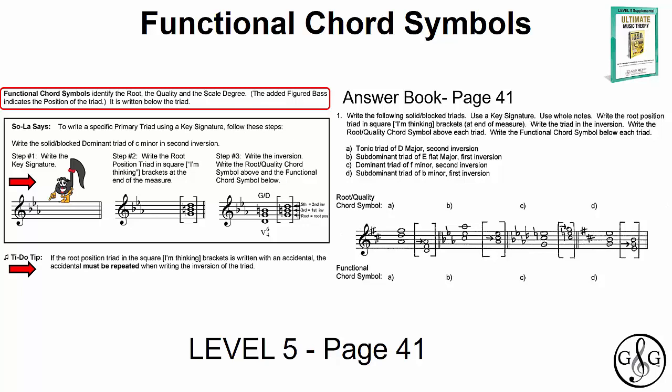First is the tonic triad of D major in second inversion, check. Next is the subdominant triad of E flat major, first inversion, check. Dominant triad of F minor, second inversion, check. And subdominant triad of B minor, first inversion, check. So now we've got 100% on this question. Pretty easy, right?